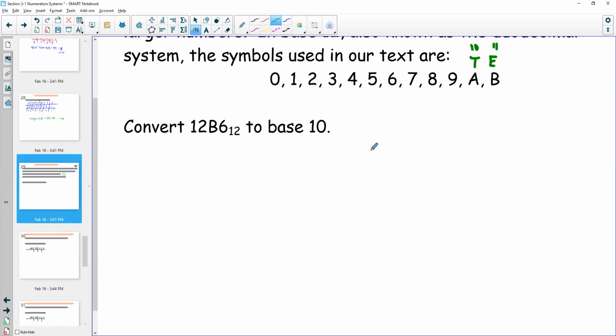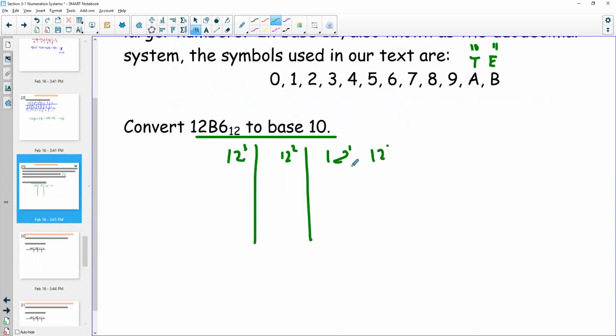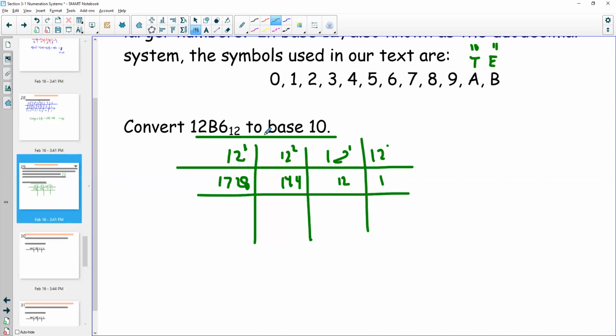All right. So we make our chart. 12 to the 0, 12 to the first, 12 to the second, 12 to the third. I have 4 place values to deal with. And then I know this is 1, this is 12, this is 144, this is 1728. Now I'm going to put my stuff into place. It's going to be weird though, okay? So I have a 6, I have a B, I have a 2, and I have a 1.